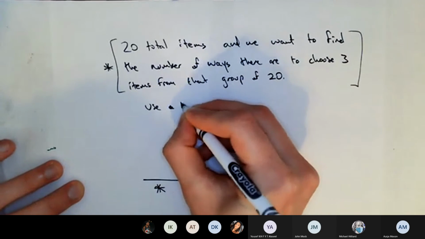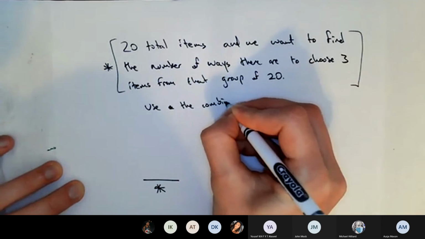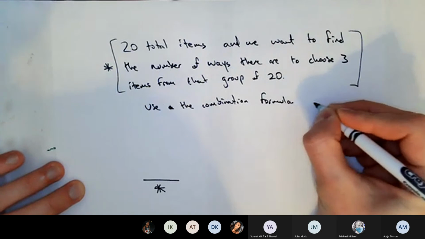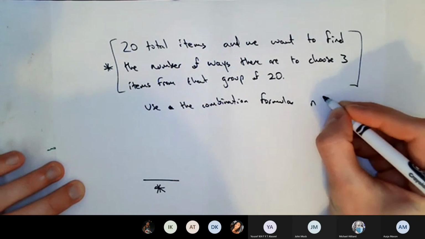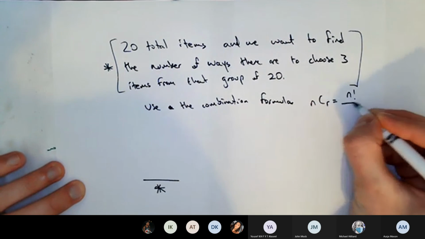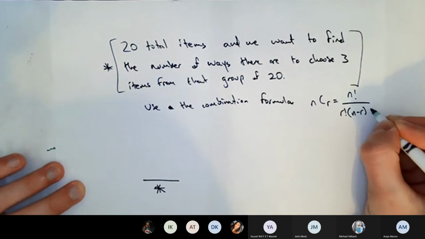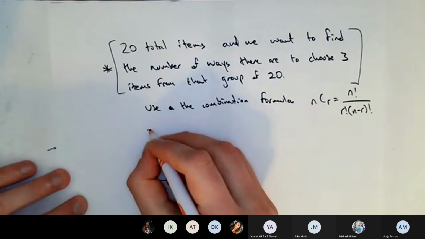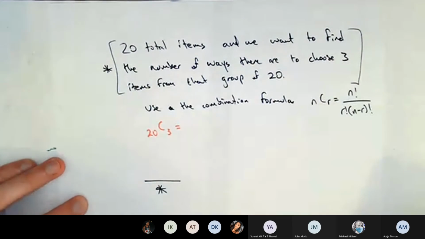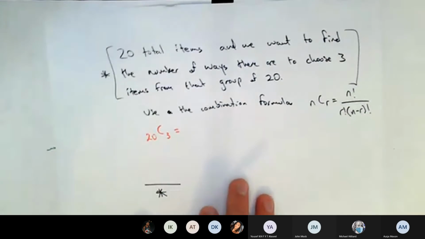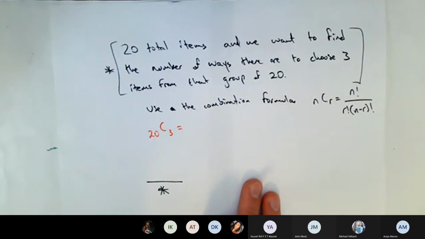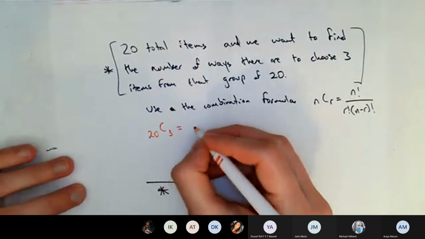Use the combination formula, which is nCr equal to n factorial over r factorial times n minus r factorial. So I'm going to have 20 and 3 plugged in for n and r. So I'll have 20C3. I'm going to do it by hand, but if you figure out how to do it on your calculator, then you can rely on the calculator to do this part for you. But I'll do it by hand, just for fun.